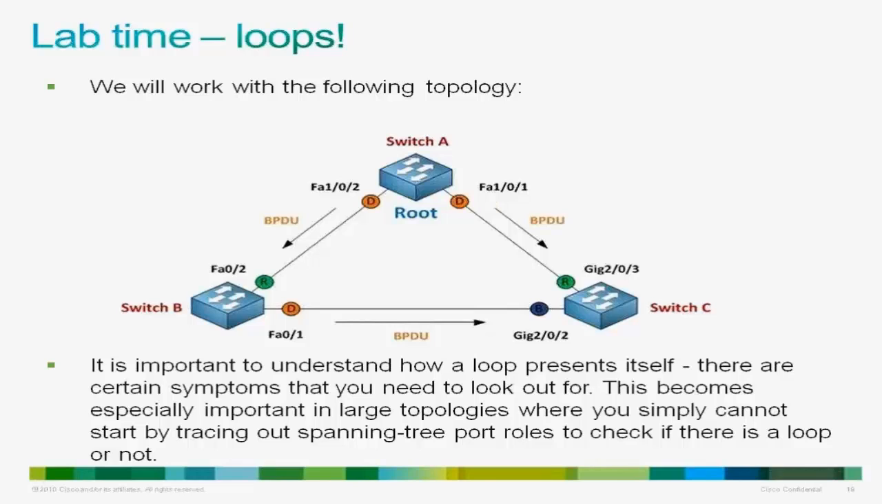Switch B, as you can see, the interface to switch A is a root port, and the other side is designated, and switch B is blocking its interface towards B, which is why there's no loop in this network. So just give me one quick minute. I'm going to bring up the switches, and we'll have a look at it live and see what's going on.